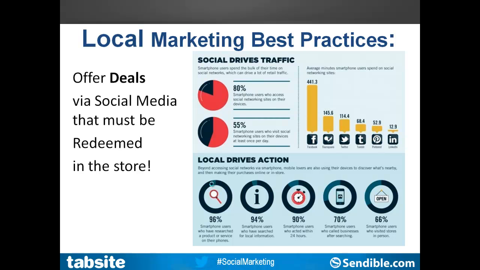All right, the bottom right section there, just wanted to take a look at that for a moment. The 96% smartphone users have researched a product or service on their phones. Okay, 94% have searched for local information, and 90% have acted upon some of that information within 24 hours. So they're making decisions on the go, on the fly, and so that's where we're saying this whole thing works together: social and mobile to drive local traffic.